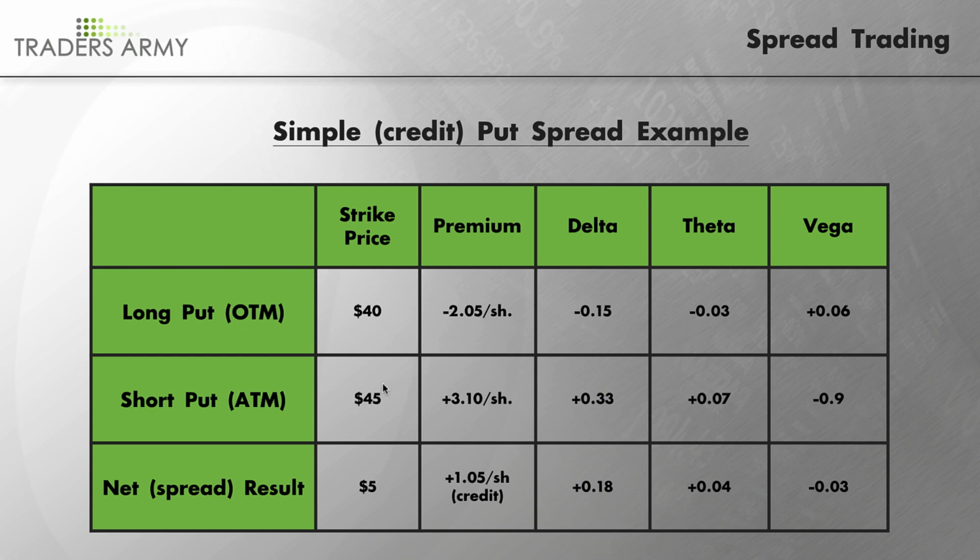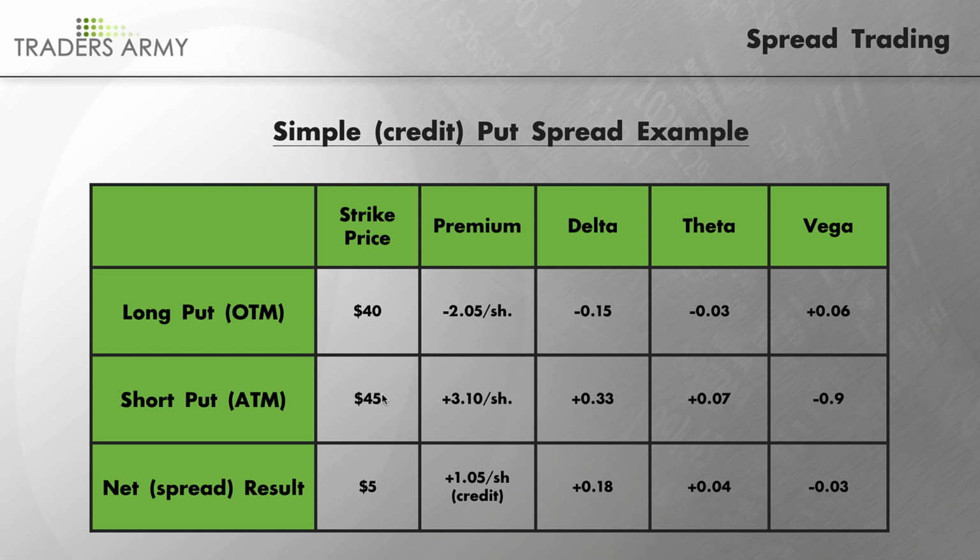So if we sell a $45 put and we go out and buy a $40 put, we're going to pay some money for the $40 puts, but we received money for the $45 puts. And the money that we received is greater than the money we have to pay. Therefore, our net result is a $1.05 credit per share coming into our account as a credit.